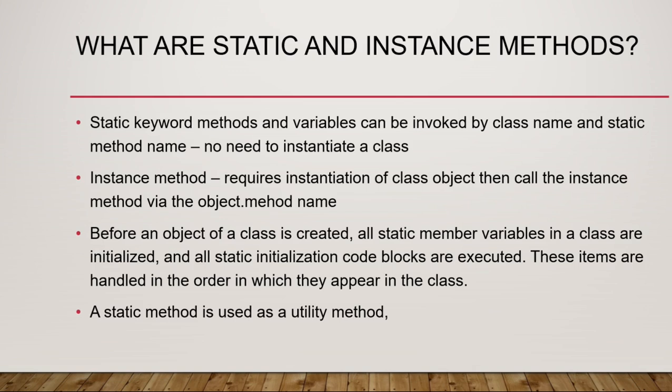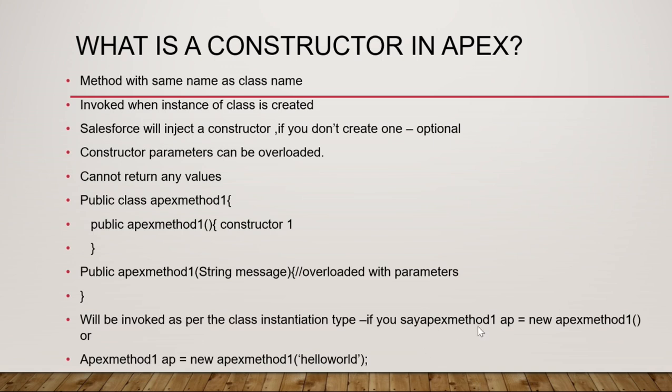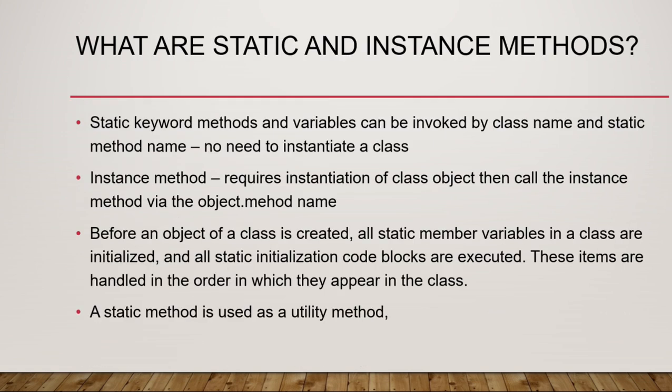Now, what are static and instance methods? There are two types of methods you can create inside a class. The static keyword and variables can be invoked directly by the class name. You don't need to instantiate a class. Here we are saying Apex method 1 ap new, this is instantiating. But if you have a static method, you don't need an object of the class. You can just say class dot method name. Whereas an instance method requires instantiation of a class object, and then you can call the instance method via object dot method name. So this is the key difference.